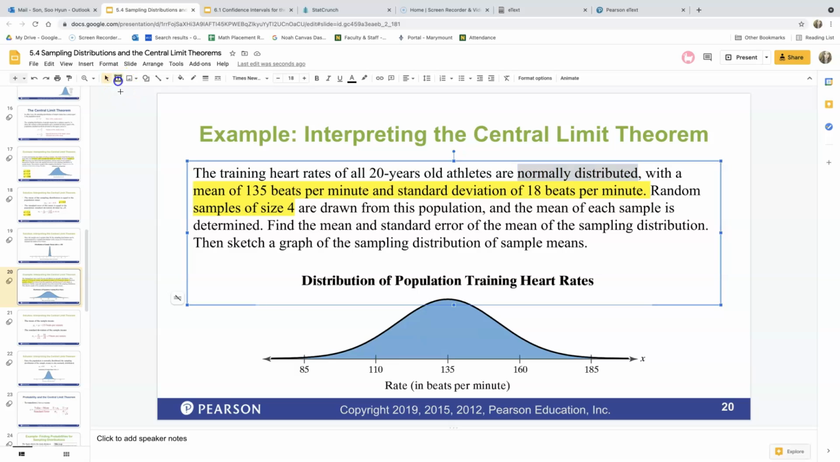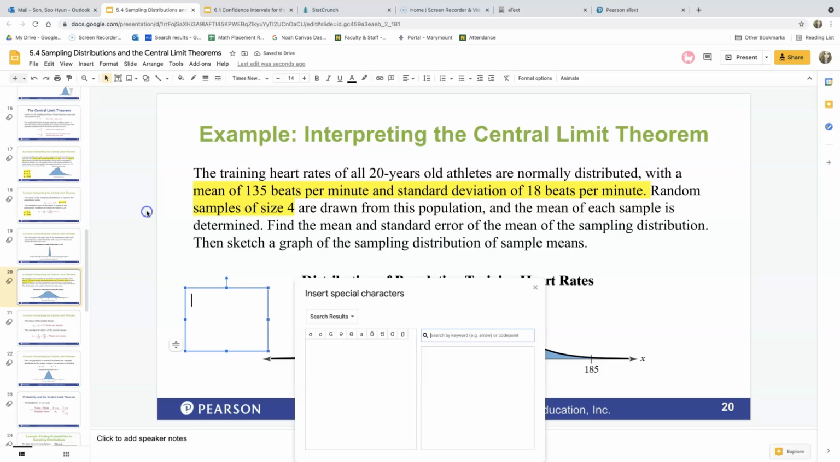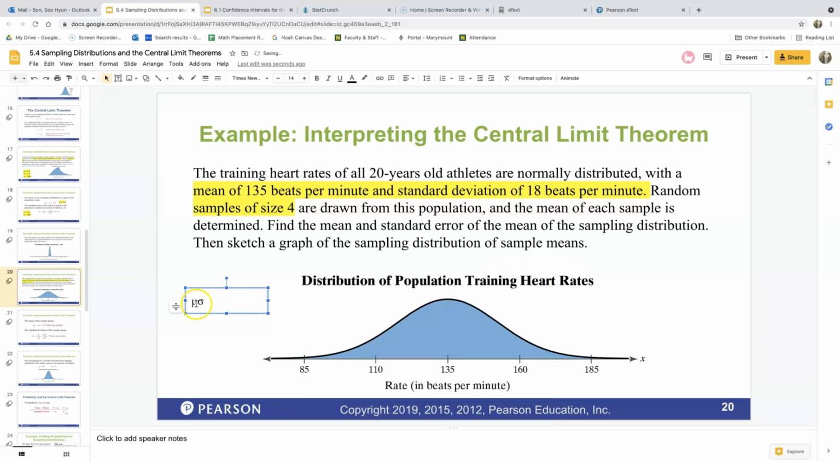I'm going to go ahead and type this important information. I need a symbol for mu, and I need a symbol for standard deviation. I know mu is equal to 135, and I know the standard deviation is equal to 18, and I know the little n is equal to 4. This is the important information that we need to use to find the mean and the standard deviation of the sampling distribution.